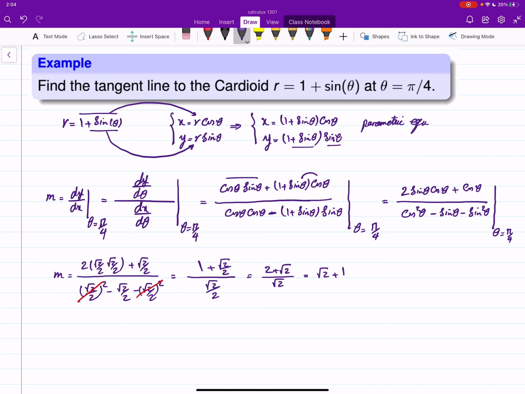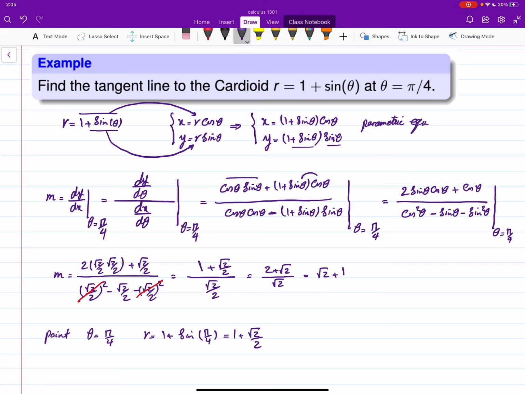So our slope is that, and that's the key point because now the point that we are looking for is, well, theta is pi over 4 and r is 1 plus sine of pi over 4. Yes, and that will give me what? That will give me 1 plus root 2 over 2.